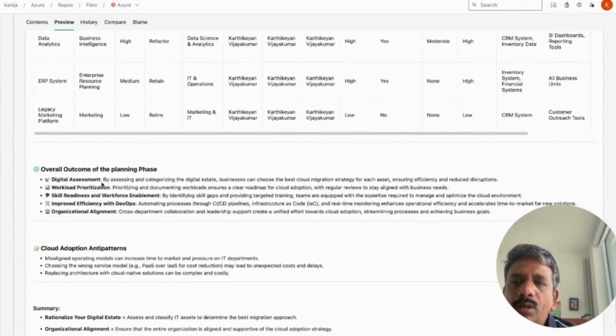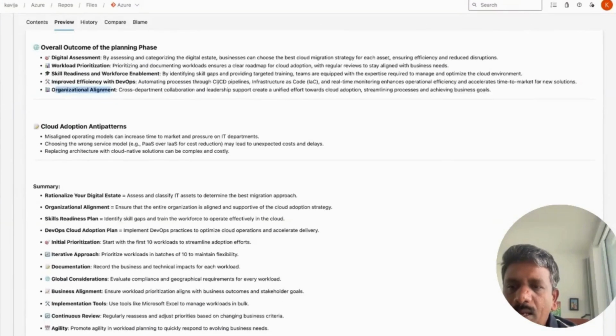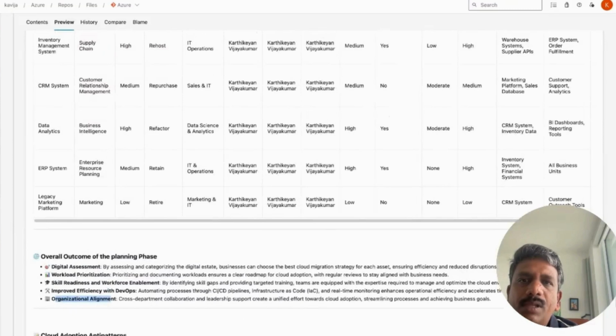So the overall outcome for the planning phase is getting your inventory, right? Inventory with priority, and making the people ready for that, and making sure that you have a corresponding skilled DevOps organization and organization alignment. That's all we are looking at from the planning phase. That's all we have for planning here.